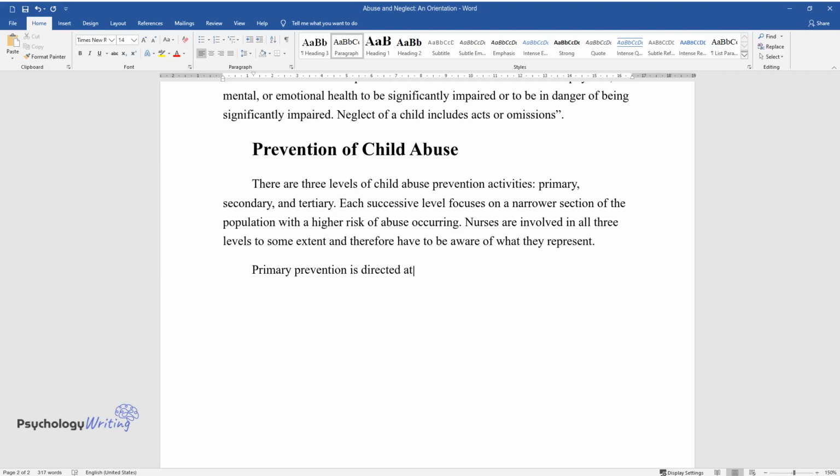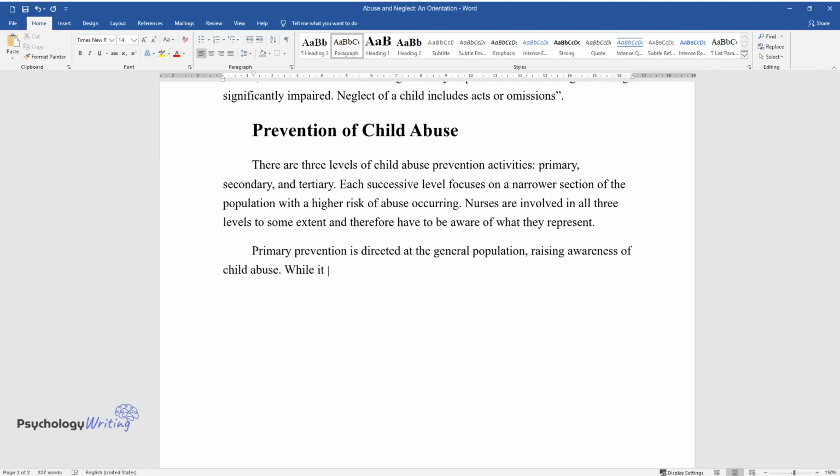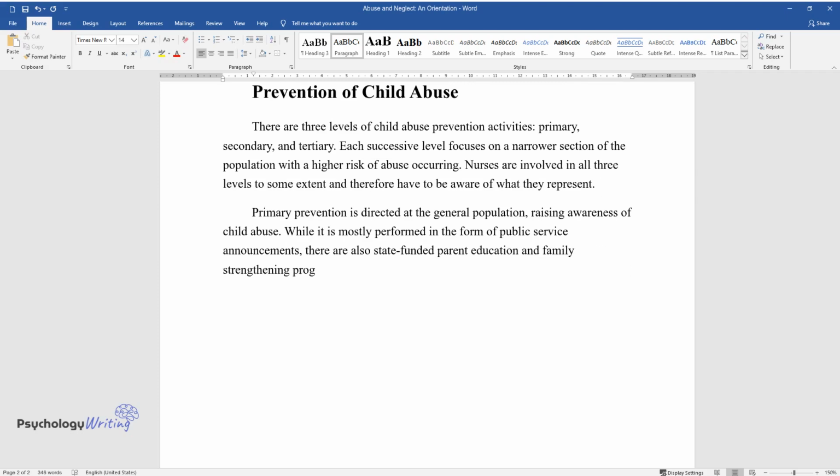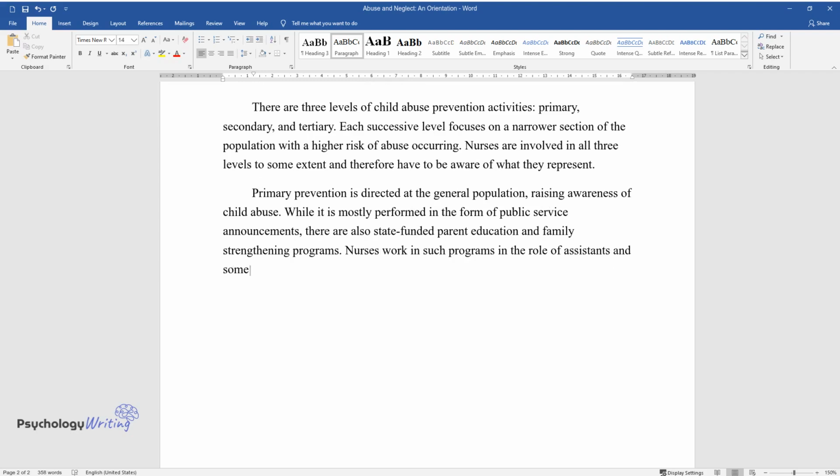Primary prevention is directed at the general population, raising awareness of child abuse. While it is mostly performed in the form of public service announcements, there are also state-funded parent education and family strengthening programs. Nurses work in such programs in the role of assistants and sometimes educators, informing parents about the potential risks and ways to avoid them.